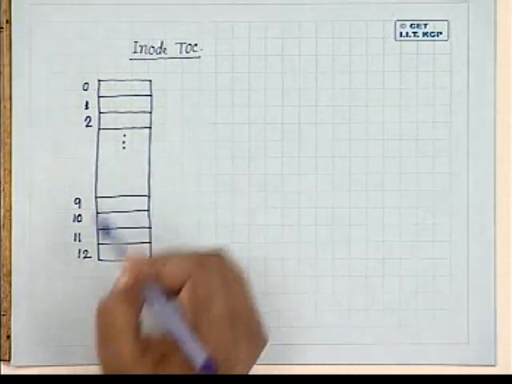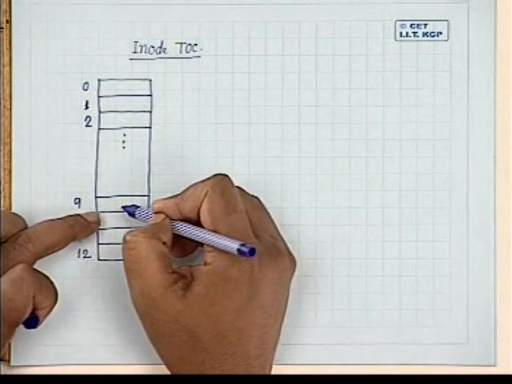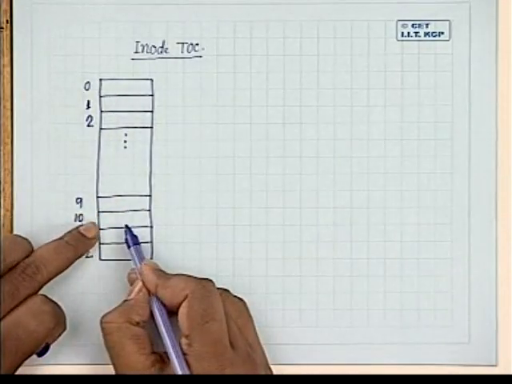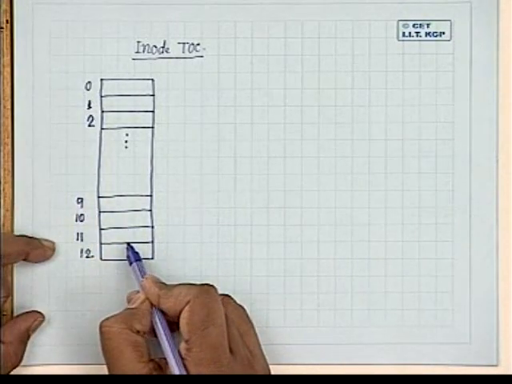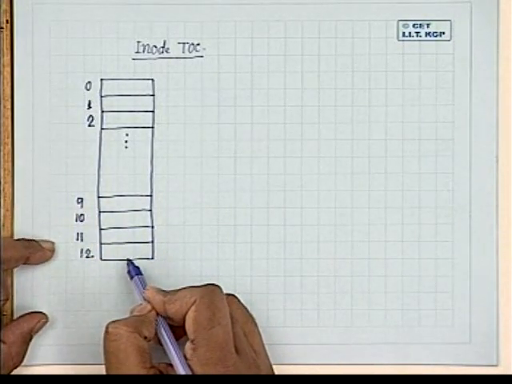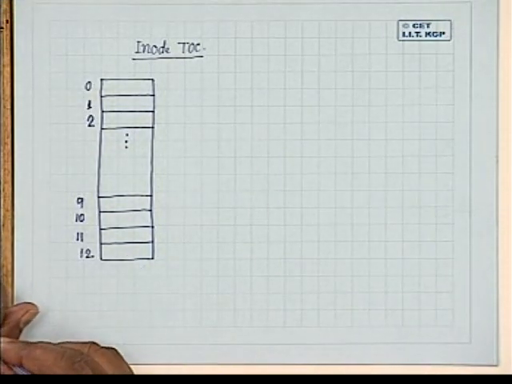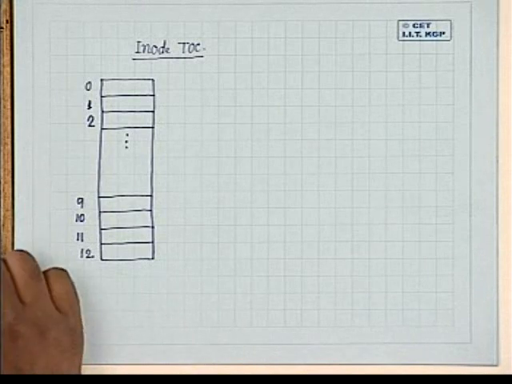Okay. So out of these 13 entries, the first 10 entries are direct pointers. This is a single indirect pointer, this is a double indirect pointer, this is a triple indirect pointer. Now what does this direct or indirect pointers mean?